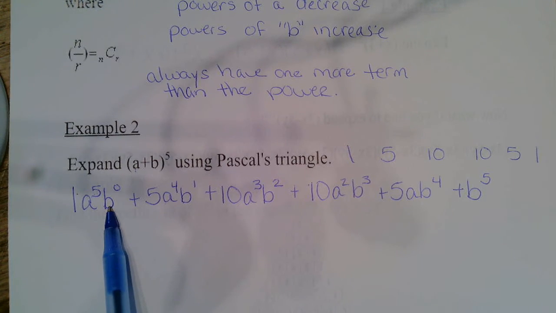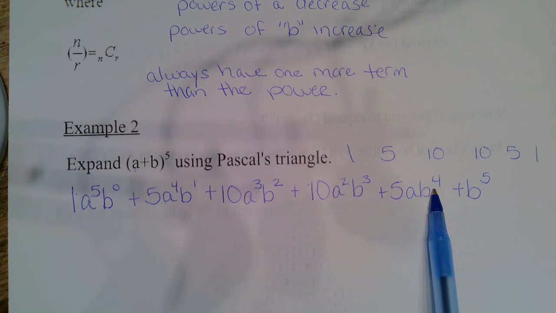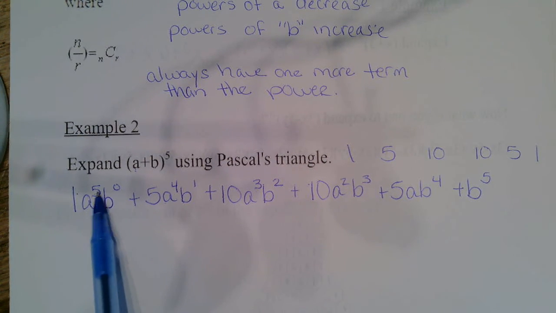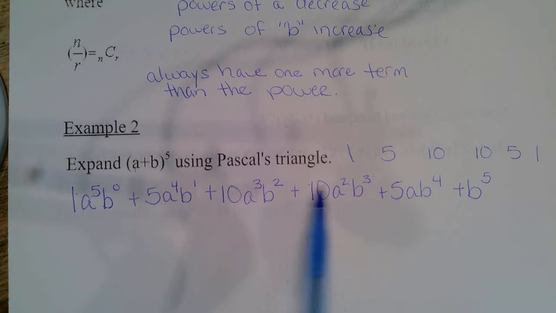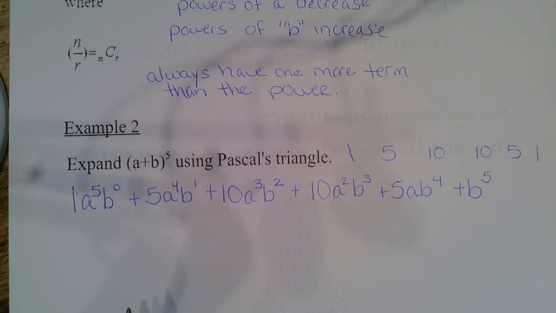And our b goes the other way. B to the 0, b to the 1st, b squared, b to the 3rd, b to the 4th, b to the 5th. The final thing to note, all of the exponents add up to 5. This would be a 1 and 4, and a 0 and 5.